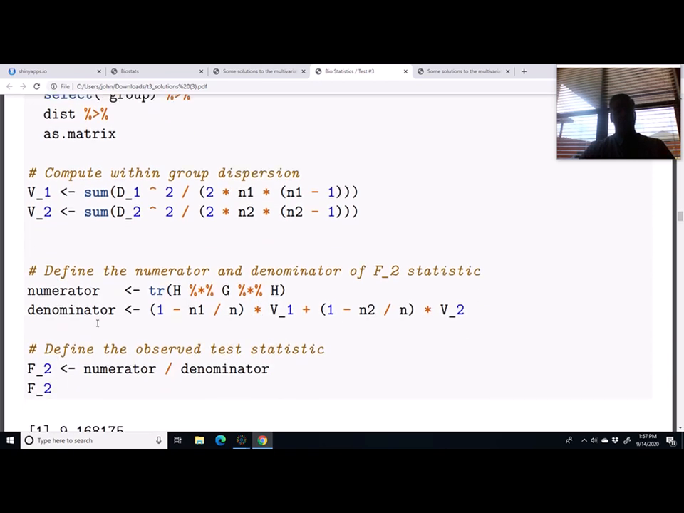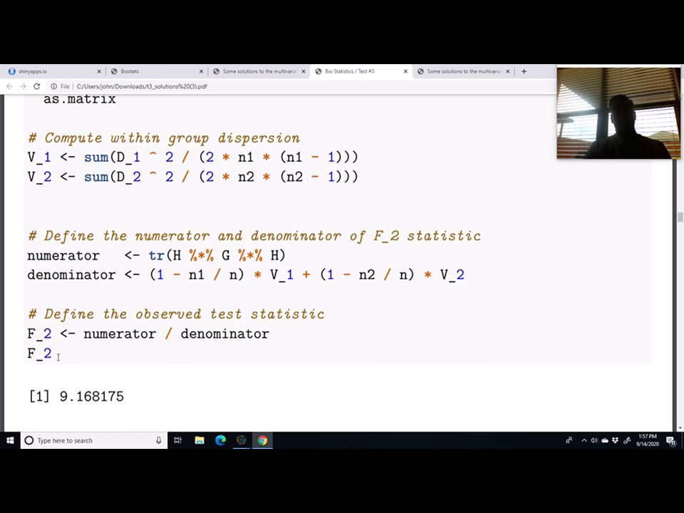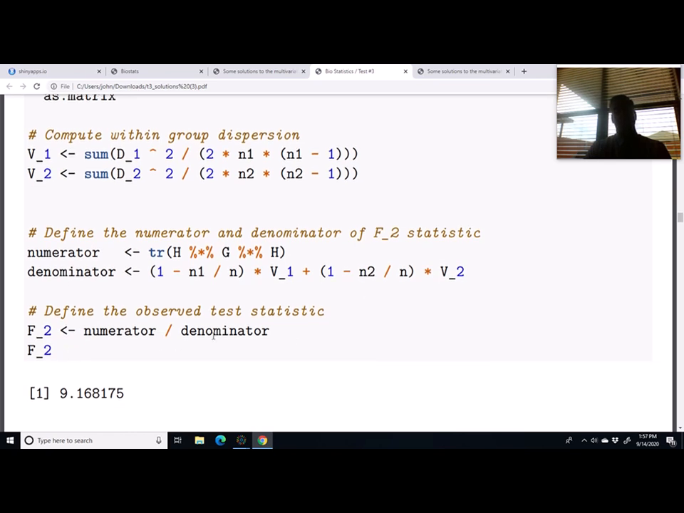Then you can define the numerator and the denominator of the test statistic. Note here that I have the trace of Hg times H. Now, the trace of a product is equal to the trace of the product in the reverse order as long as both matrix products are defined. And H is a projection matrix, so H squared equals H. And so here, whether I write H or HGH, it'll be the same thing. Then the denominator is given by this form, and then this gives us the F2 statistic. It's the numerator over the denominator. So this is our test statistic.